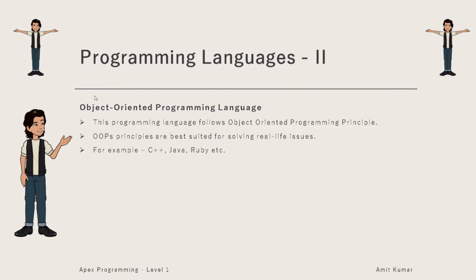All those languages which follow these principles definitely fall under the category of object-oriented programming language. For example, C++, Java, Ruby, etc. are famous object-oriented programming languages. And it is one of the most used methodologies in programming.